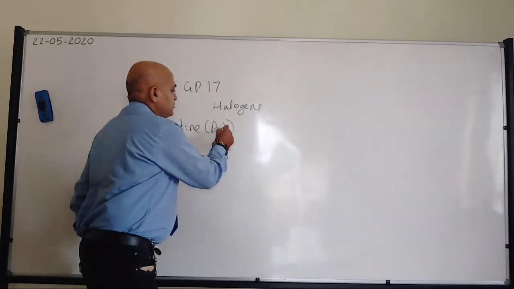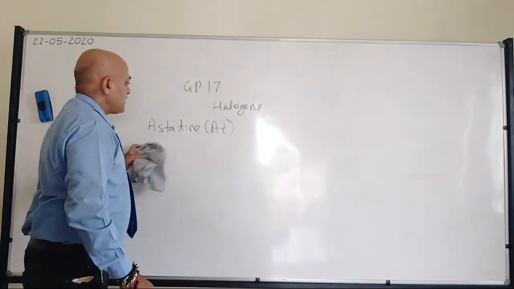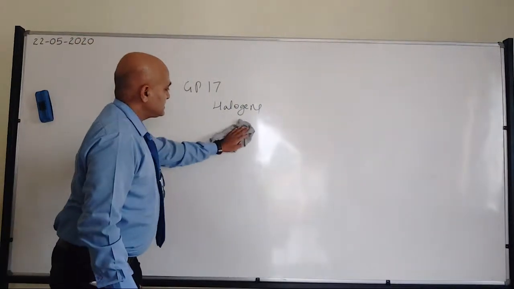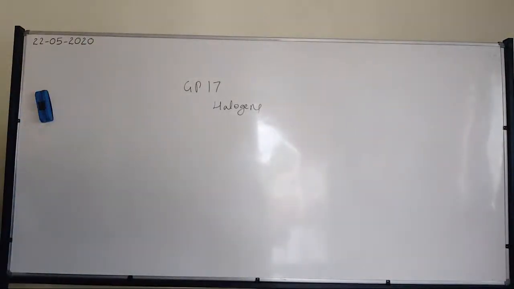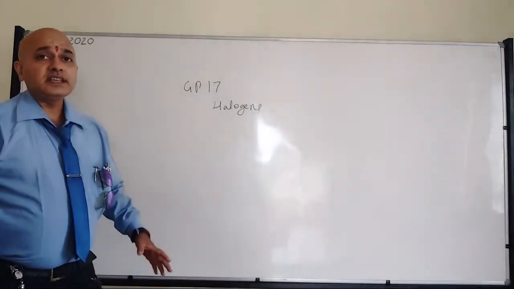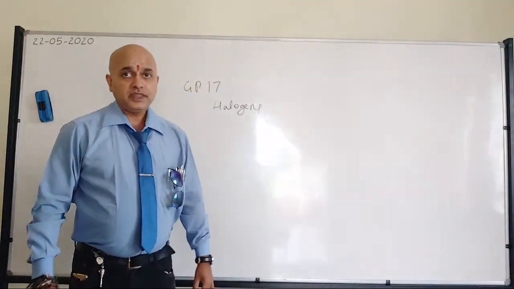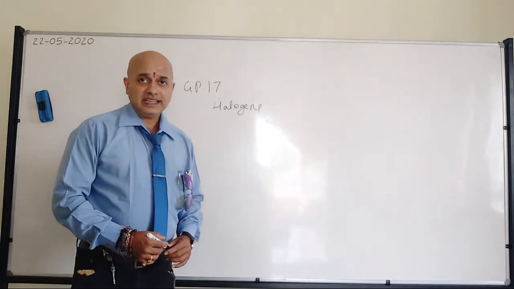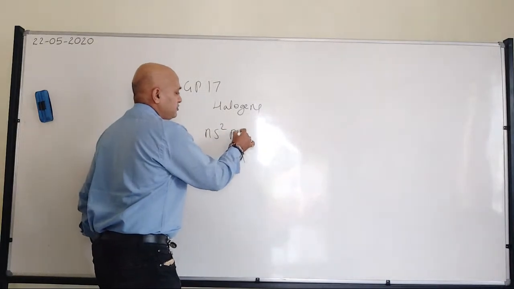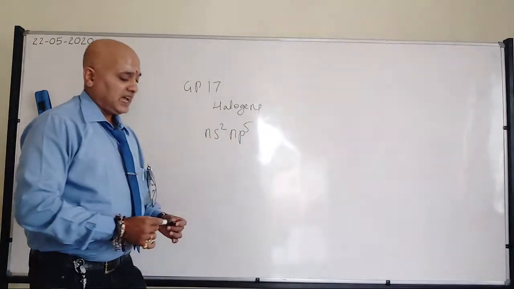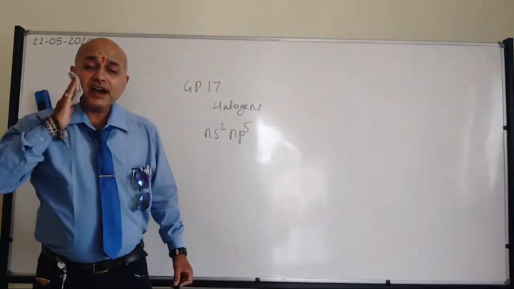So when it comes to astatine, which is a radioactive element, we are not going to discuss this element with respect to chemical properties and all. We are going to discuss all the other elements like fluorine, chlorine, bromine and iodine. Now when it comes to these elements, the outer electronic configuration will be ns2 np5. So they have the outer electronic configuration as ns2 np5.